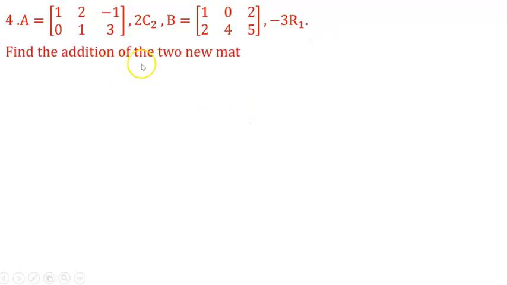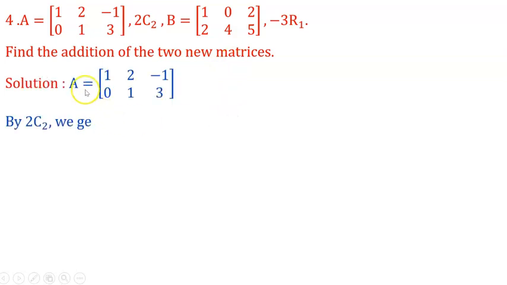Now question number 4. A is the matrix 1 2 minus 1 0 1 3. The first operation is 2 times C2. B is equal to the matrix 1 0 2 2 4 5. Now the operation is minus 3 R1. Now see this here. Find the addition of the two new matrices.